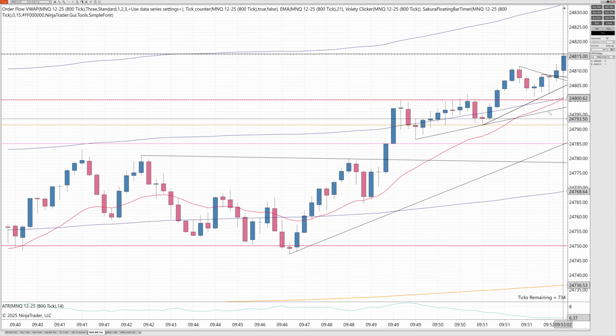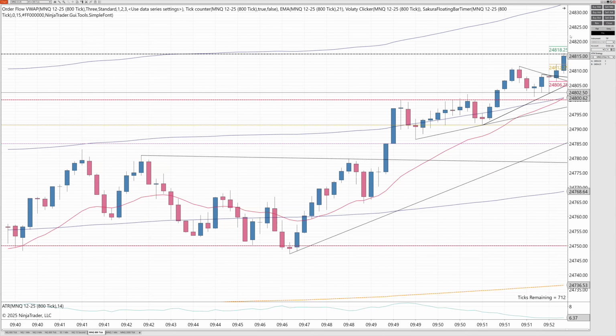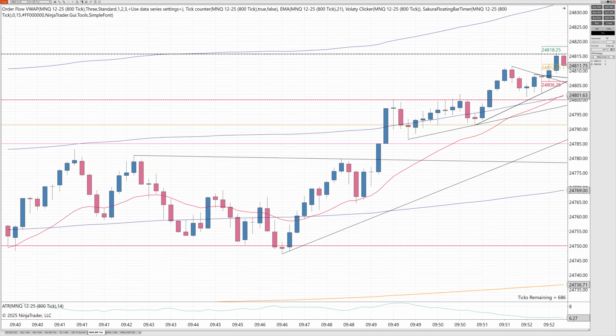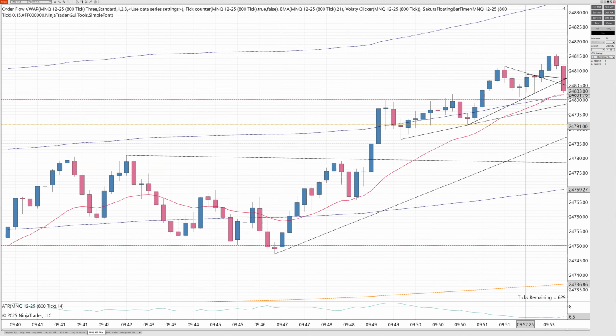It did trigger up here. This was a signal, but the target was beyond the all-time high. So I personally would not have taken that. And look at that. Immediate rejection, profit taking up there.